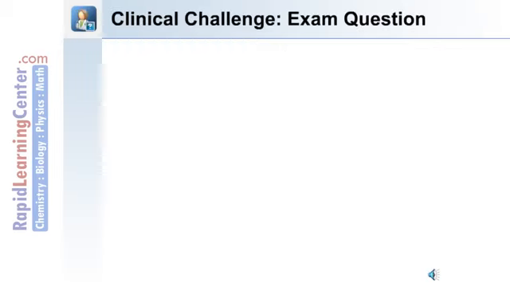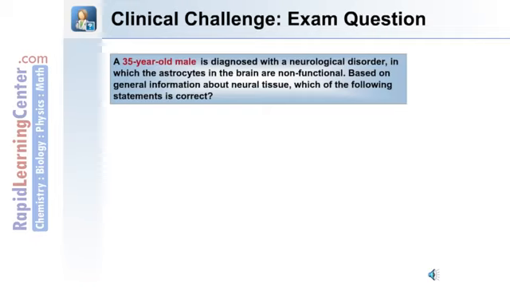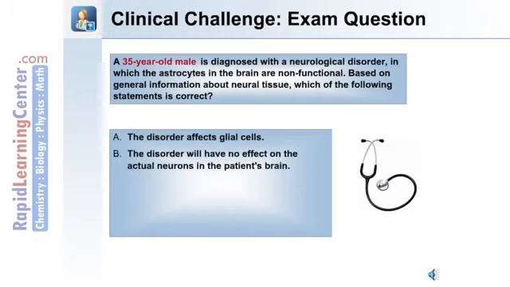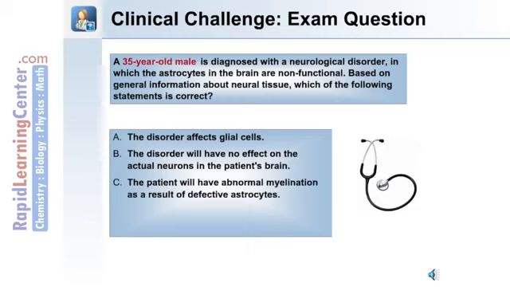Here's another clinical challenge exam question. A 35-year-old male is diagnosed with a neurological disorder in which the astrocytes in the brain are non-functional. Based on general information about neural tissue, which of the following statements is correct? A. The disorder affects glial cells. B. The disorder will have no effect on the actual neurons in the patient's brain. C. The patient will have abnormal myelination as a result of defective astrocytes. D. A, B, and C are correct. Or E. Only answer C is correct.